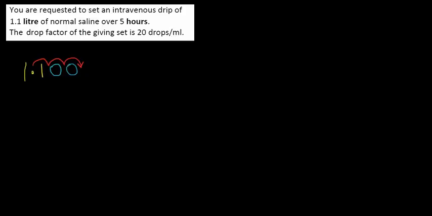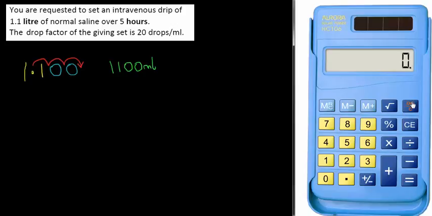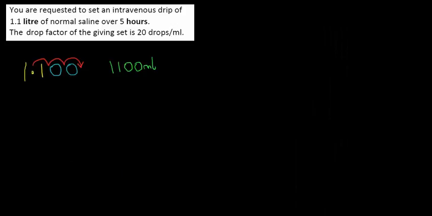In other words, 1.1 litres is going to be 1100 milliliters. Let's just check that with a calculator that I've not made a mistake. 1.1 times 1000 does indeed equal 1100. Okay, we're now ready to set up the question properly.